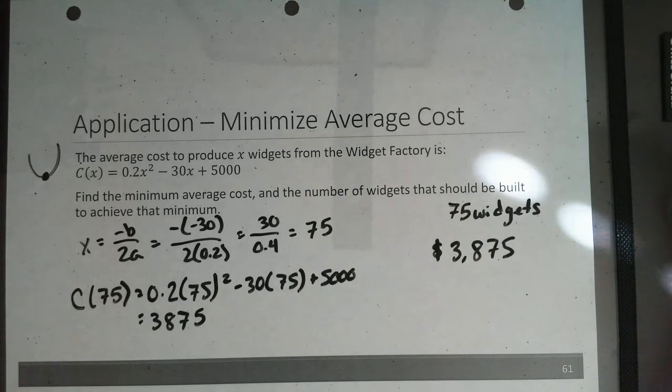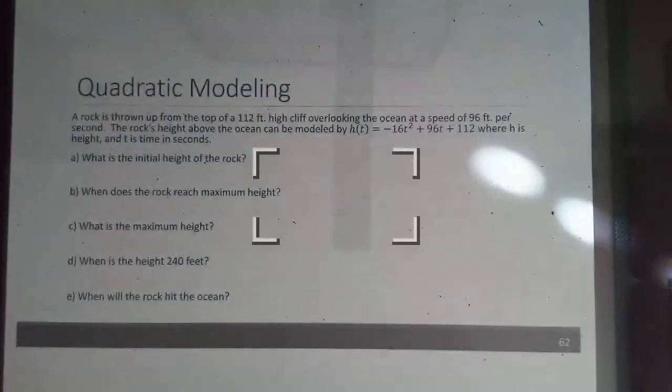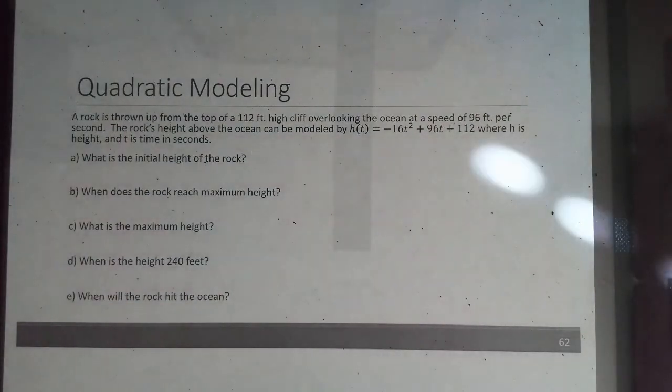So when we're trying to find the minimum, we are looking for the vertex. Sometimes we'll be looking for a maximum, and that would be the case if our parabola were to open downward. This next one has a lot of parts to it, but what it does is it takes a lot of ideas that we've learned about parabolas and puts them together.